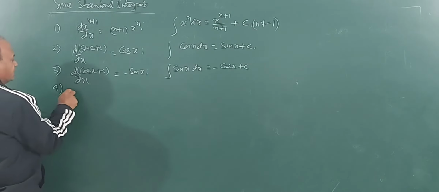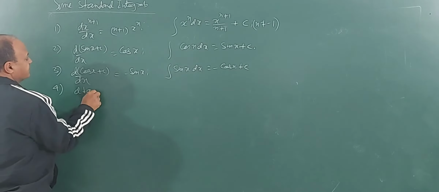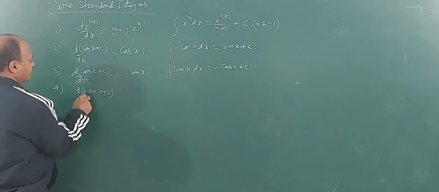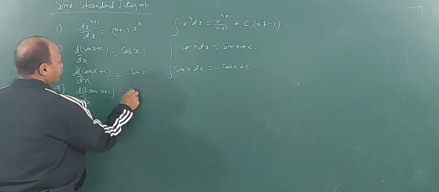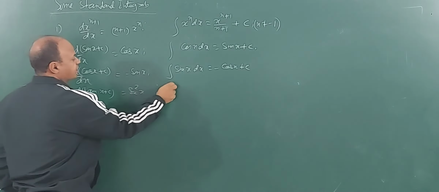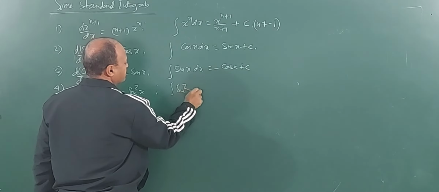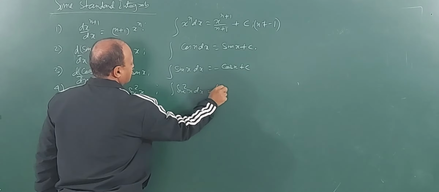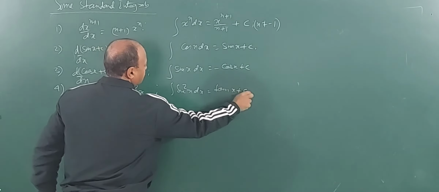Number 4, derivative of tan x plus c will be equal to sec square x. So, integration of sec square x will be how much? Tan x plus c.